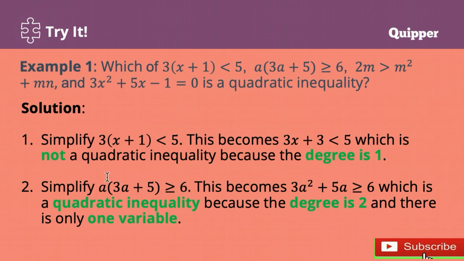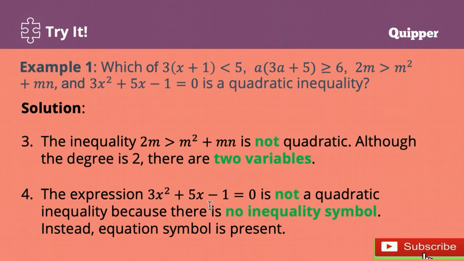For number 2, of course, we need to simplify again because it's in factored form. Simplify a times 3a plus 5 is greater than or equal to 6. This becomes 3a squared, that is a times 3a, plus a times 5, which is 5a, greater than or equal to 6. This is a quadratic inequality because the degree is 2, and there is only one variable being used in this inequality.